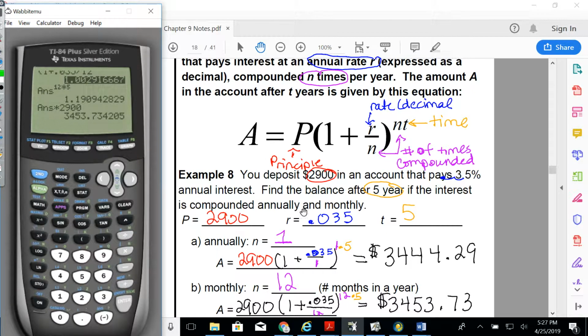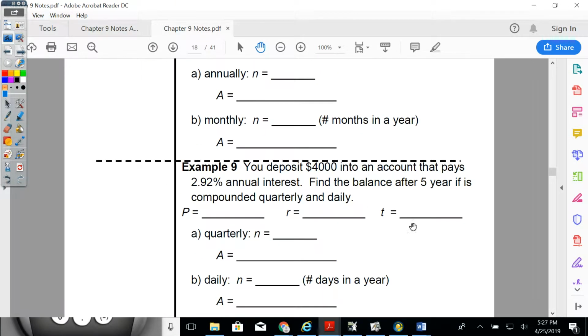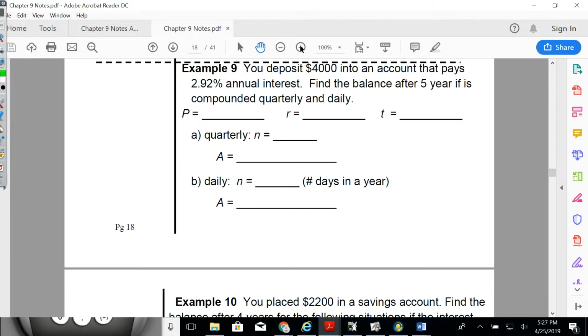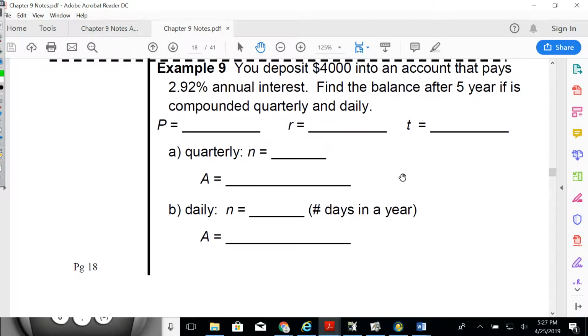All right, so doing the bottom part. So I'll do this one, and I'll have y'all do example 10 on the next page. So looking at number 9. Says you deposit $4,000 into account that pays 2.92% annual interest. Find the balance after 5 years if it's compounded quarterly and then daily.